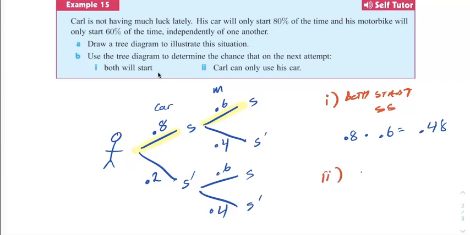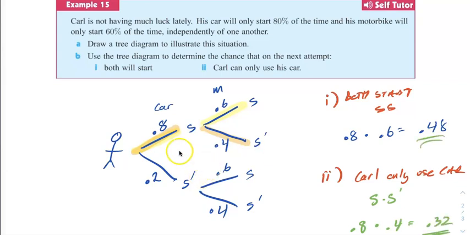Car can only use this car. So only this car is going to work. So let's illustrate that one. So that means his car starts. Oops. I'm supposed to highlight. There we go. So his car starts, but the motorbike does not start. So it's that path right there. So he could use his car, but he could only use his car. So car and not motorbike. So that would be S and then S prime. So 0.8 times 0.4, which is 0.32. So there we go. So that's how you do branches in a tree diagram. You multiply the branches together. And that's the one you want.